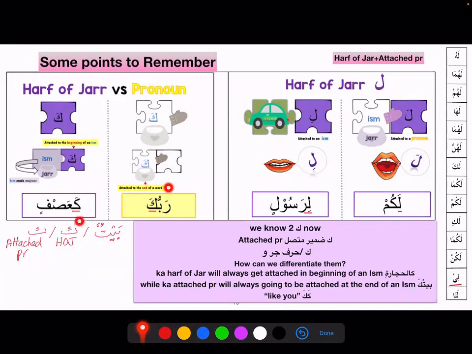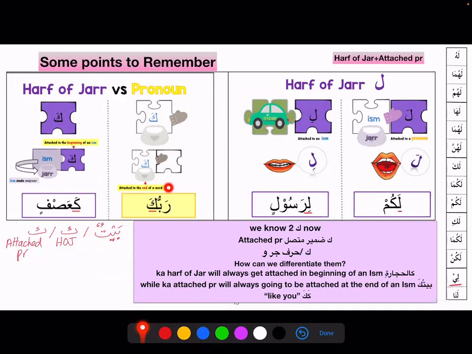So where this kaf, this harfu jar kaf, and this attached pronoun kaf: I want to attach it with baytun. Should I put it in the beginning or at the end? At the end. I cannot put it at the beginning, right? So if I want to say your house, I need to say baytuka or baytuhu, right?